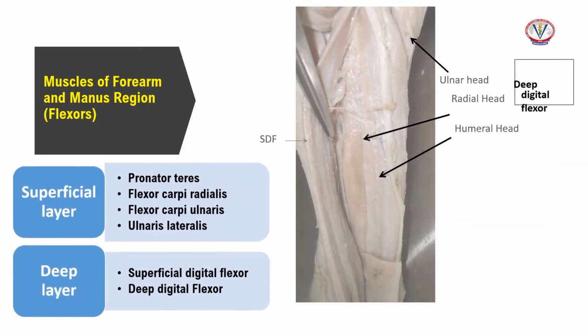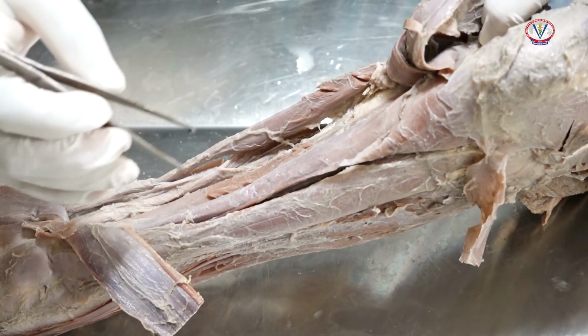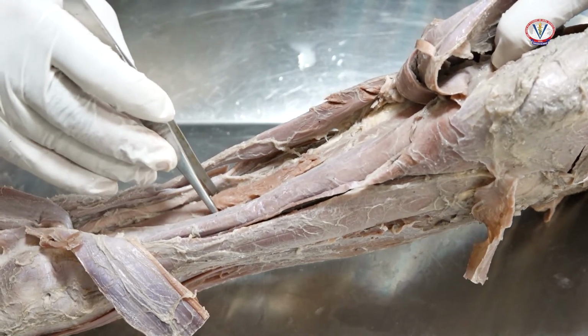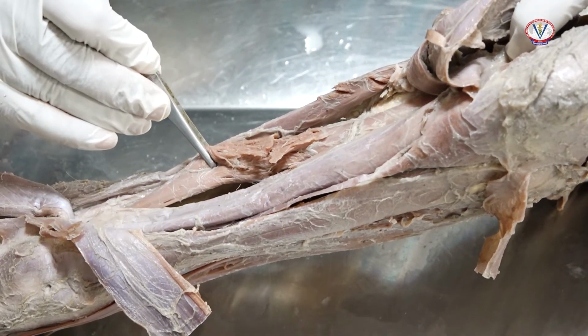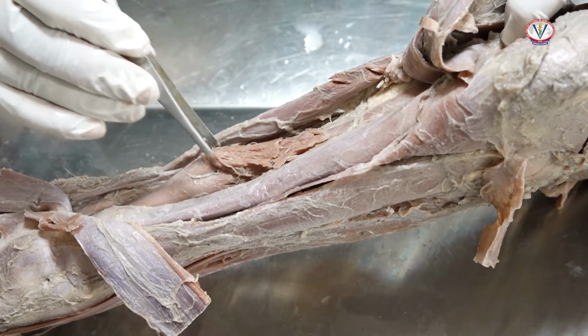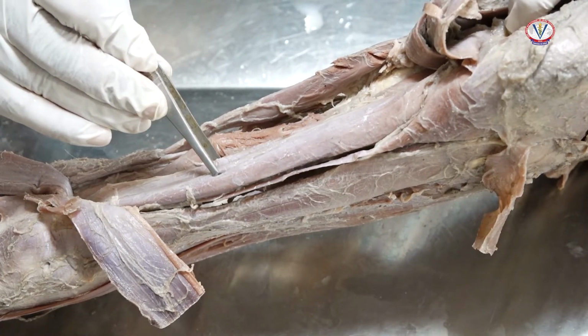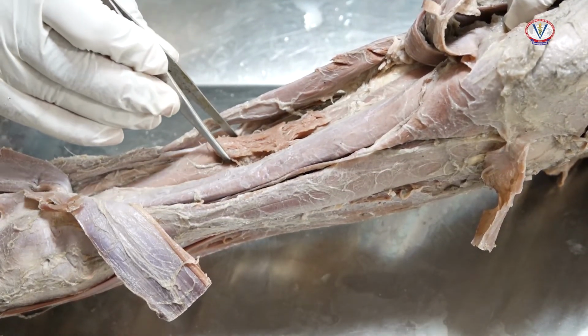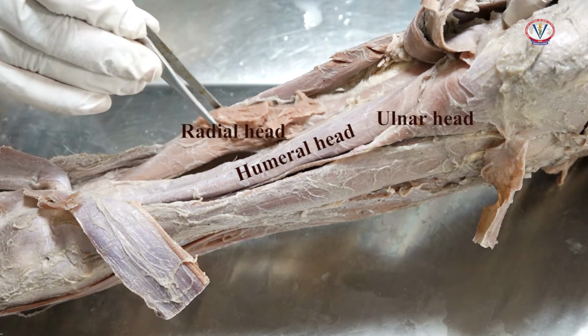The deep digital flexor muscle is the largest of the flexors. It arises with three heads: humeral head, radial head, and the ulnar head. The humeral head originates from the medial epicondyle of the humerus. The radial head is the deepest that arises from the radius at its proximal half, and the ulnar head is the most superficial and arises from the olecranon.